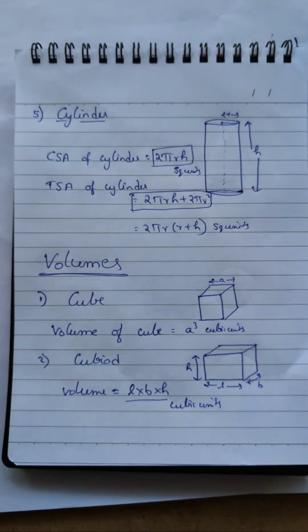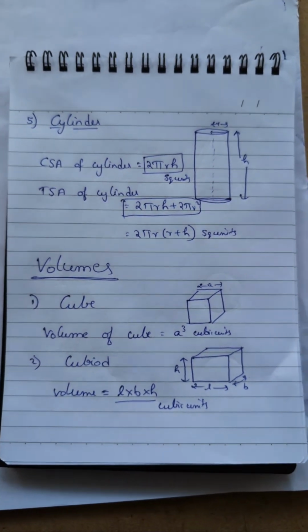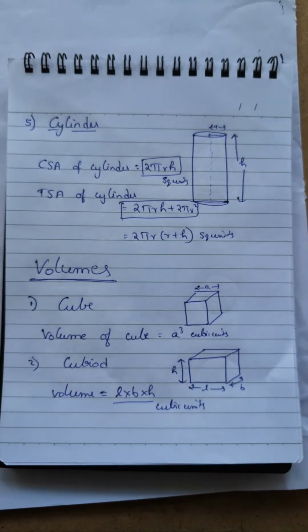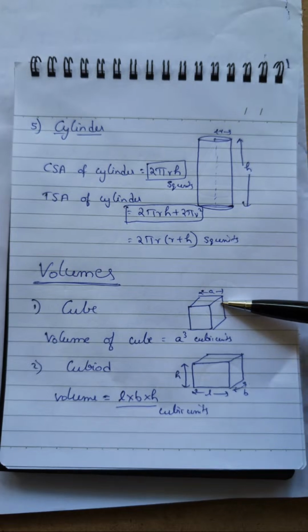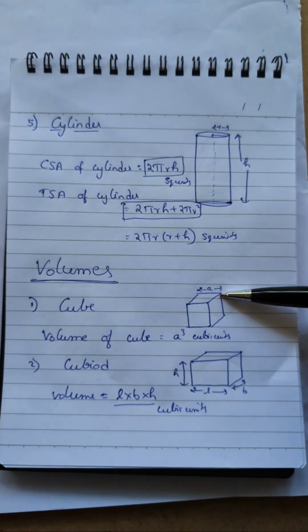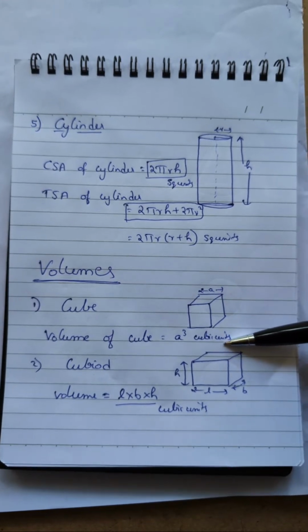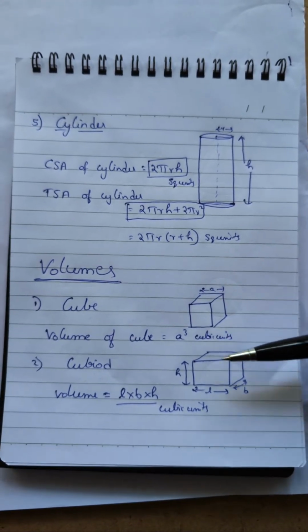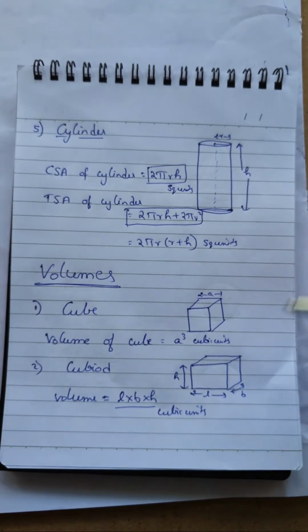So let's start the volumes part. Volume of a cube. Volume is nothing but the entire capacity of any shape. So here if you consider the shape of a dice, as I mentioned, the dice of Ludo or snake and ladder, so the shape of a cube. So the volume of a cube is a cubed, that is cubic units. Whereas for a cuboid, the volume is length into breadth into height, that is L B H cubic units.